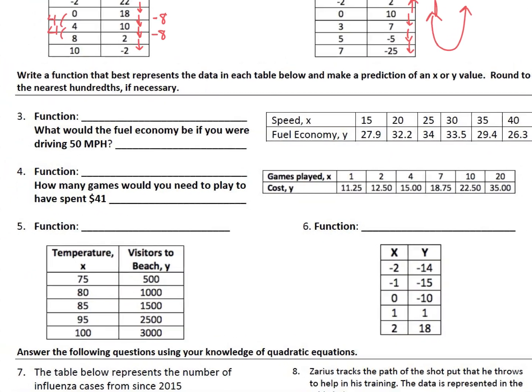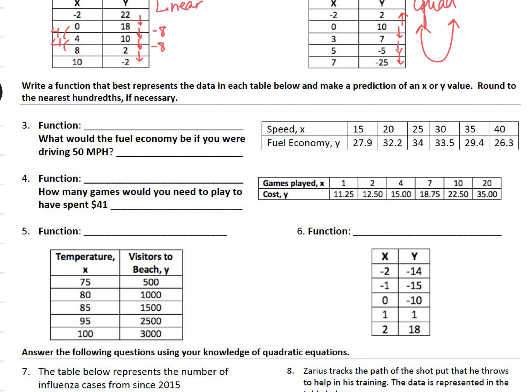Again, write the function and predict. We got to figure out, is this in fact linear or quadratic? We'll look and see what's happening here. It's going up. This is 1.25. This is actually going to be linear. Look, it's going up, up, up, up. So this is going to be a 413 equation.